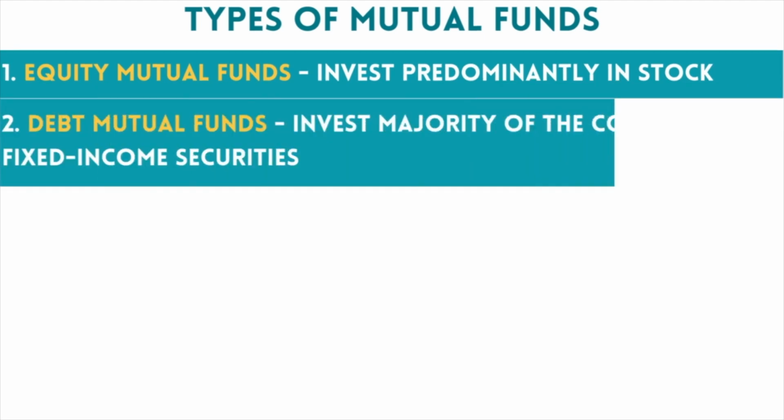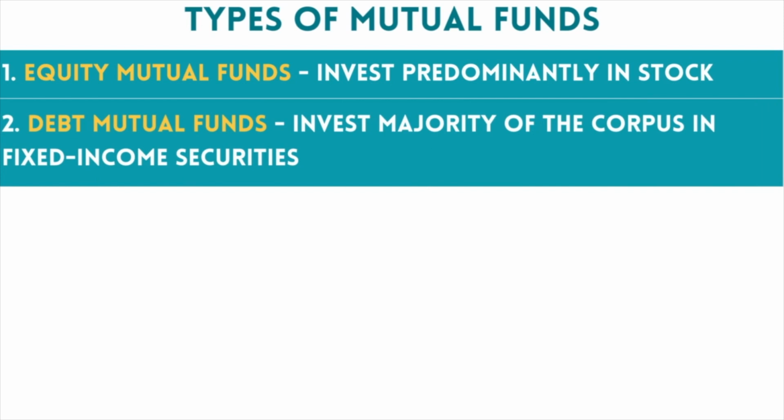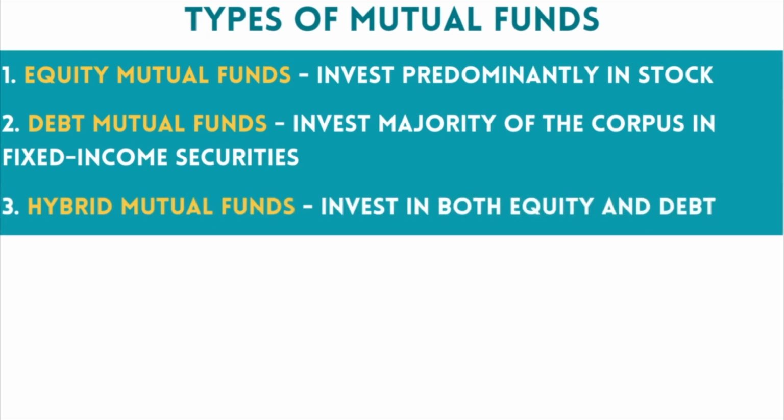Number 2, debt funds. This scheme invests the majority of the corpus in fixed income securities such as bonds and other debt instruments. The risk associated with these funds is relatively lower compared to equity funds, but returns are lower too. Number 3, hybrid funds. As the name suggests, these are balanced funds that invest in both equity and debt, and the risk is medium to high, so is the return.